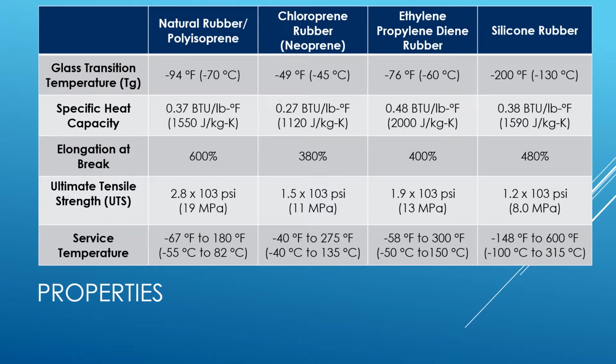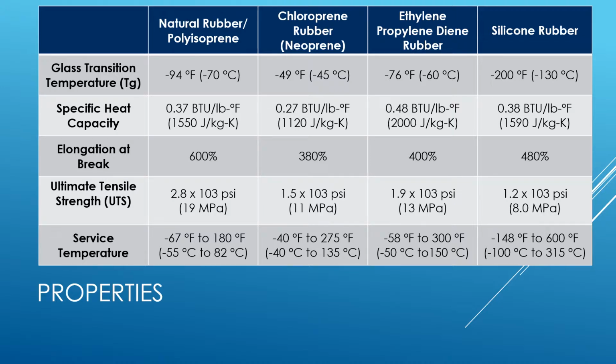So here's a table of the properties of natural rubber, chloroprene rubber, ethylene propylene diene rubber, and silicone rubber, showing the glass transition temperature, specific heat capacity, elongation at break, ultimate tensile strength, and service temperature. I'm not going to read all of these off for you, but as you can see, all of them have a pretty low glass transition temperature, with silicone having a very low glass transition temperature.